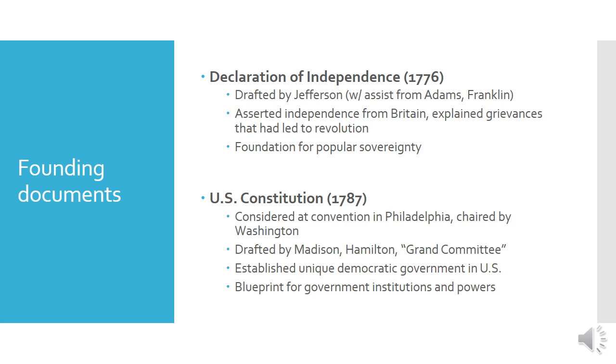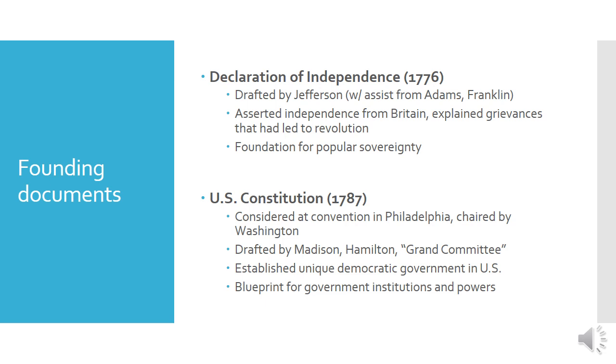The Declaration of Independence, of course, signed in 1776. Keep in mind, the Declaration of Independence was issued after the Revolutionary War had already begun in 1775, so we are already fighting at this point. It's drafted primarily by Thomas Jefferson with some assistance from John Adams and Benjamin Franklin. And it, of course, asserted our independence from Britain.